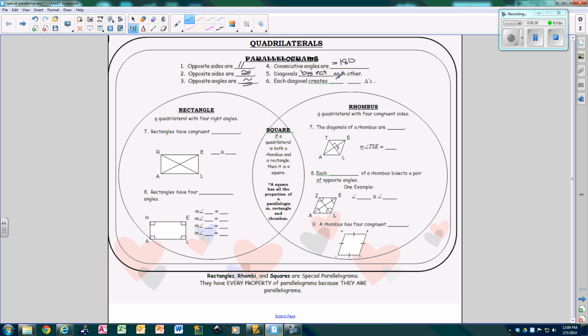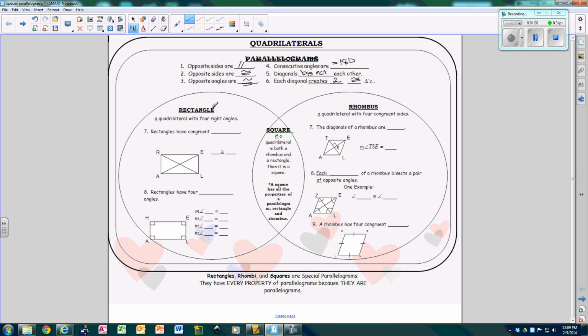And each diagonal creates two congruent triangles when we split them up. Remember, we talked about the top and the bottom. So now, that takes care of all parallelograms. Now we have special parallelograms: rectangles, rhombus, and squares. They each have their own properties to add to the 6 that are already up here. So for example, a rectangle.